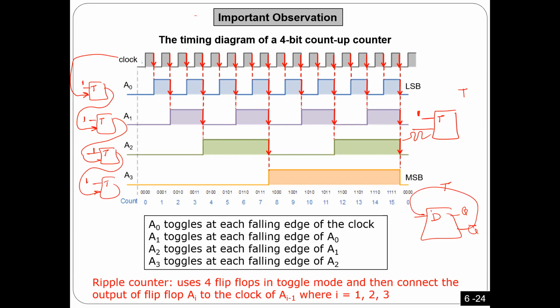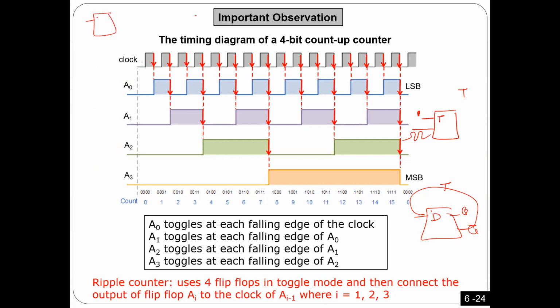Anyway, it's very simple. I'm going to repeat it again. If you want to make a flip-flop that toggles at each clock: if it is T, put 1. If it is JK, connect J and K together and put 1. If it is D flip-flop, you have to connect it to Q prime. So every clock it is going to toggle.